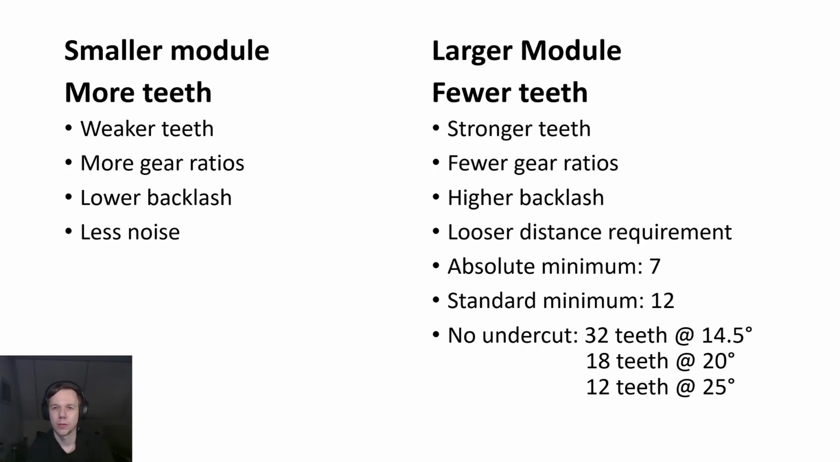The other parameter that you'll have to decide on is the module. Now we've already seen that for a gear of a given size, if you have a larger module, then you also have fewer teeth. The primary advantage to having a larger module, larger teeth, is that the teeth are stronger, so you can transmit more torque. We have also seen though that if you have a fewer total number of teeth on your gears, that also means that you have fewer gear ratios to choose from.